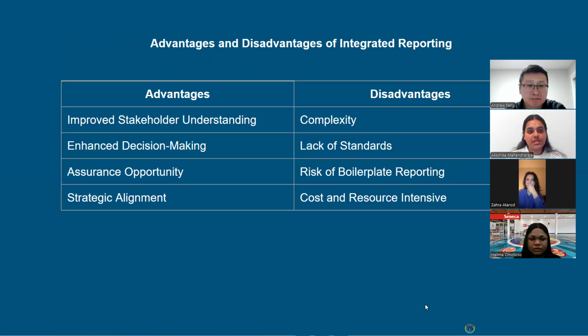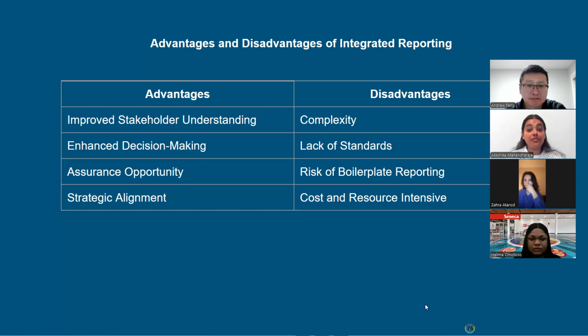Next slide, please. Thank you. Integrated reporting is transforming corporate reporting by merging financial and non-financial data to showcase how organizations create value over time. Let's explore its key advantages and disadvantages from an auditing and assurance perspective. Advantages include enhanced stakeholder understanding. It provides a transparent and holistic view of an organization's performance, risk, and long-term strategy, fostering trust among stakeholders.